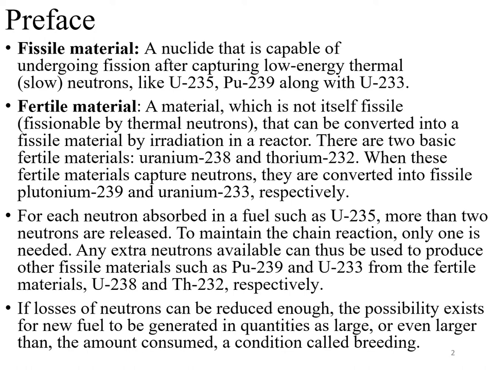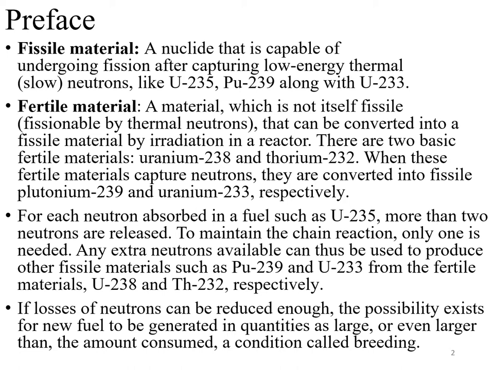A fertile material is a material that is not fissile, but it can be converted into a fissile material by irradiation in a reactor. There are two basic fertile materials, uranium-238 and thorium-232. When these fertile materials capture neutrons, they are converted into fissile plutonium-239 and uranium-233 respectively, after undergoing two beta decays.